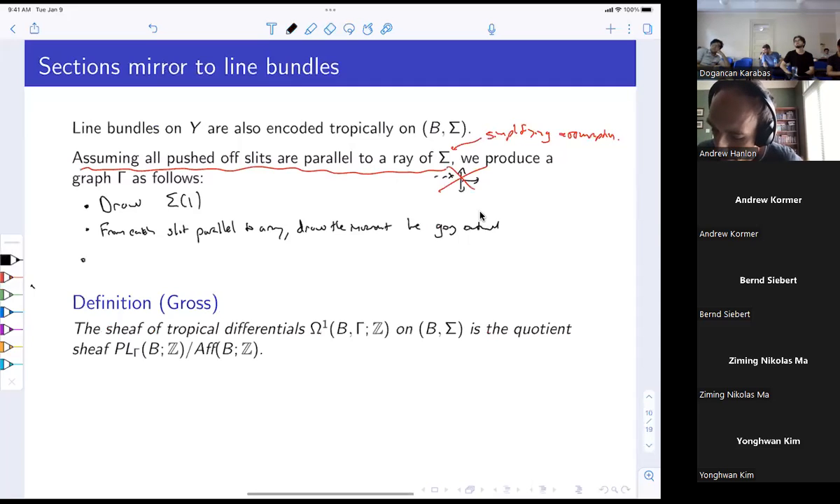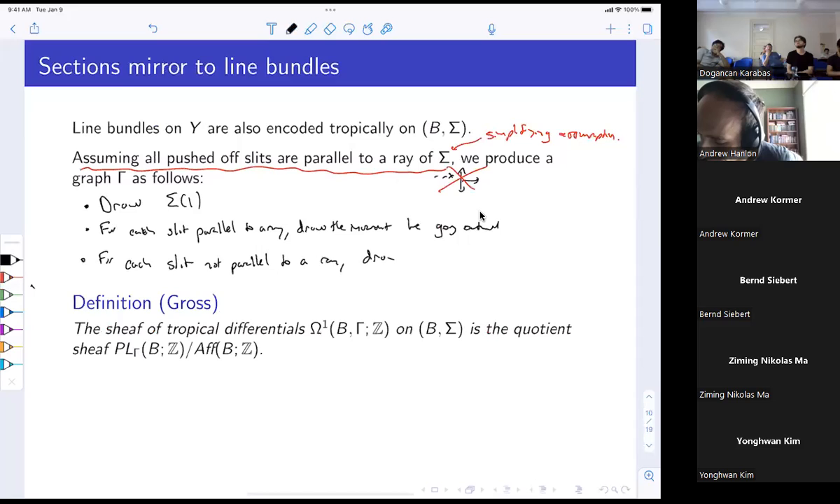And for each slit which is not parallel to a ray, and of course, in this case it would have had to be lined up with the origin by my assumption, you draw a line from the origin to the start, the singular point.